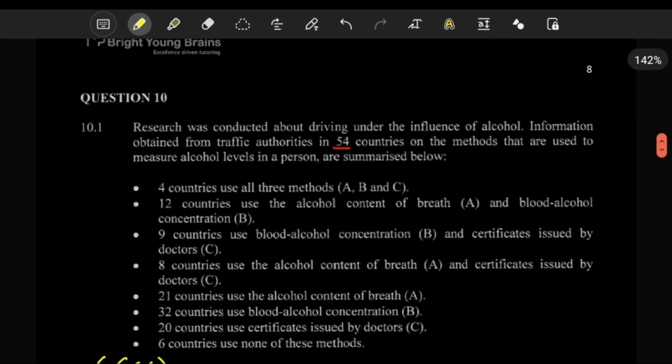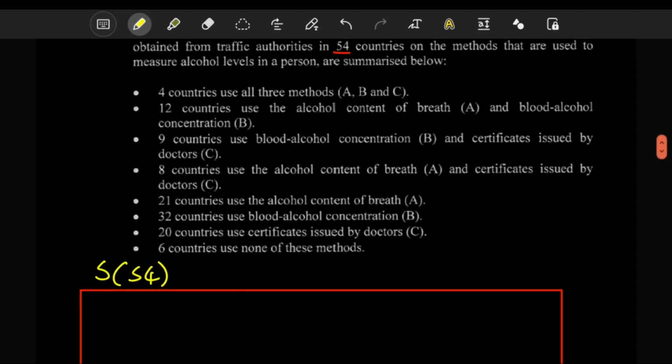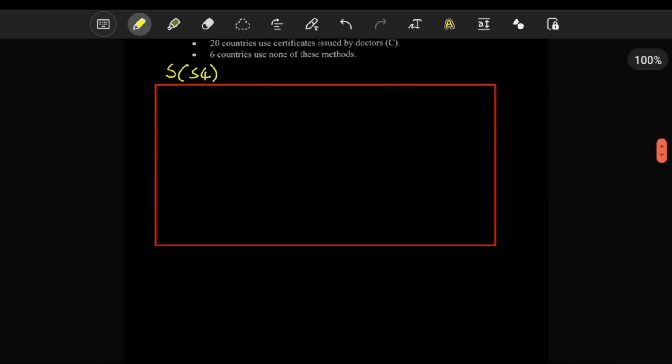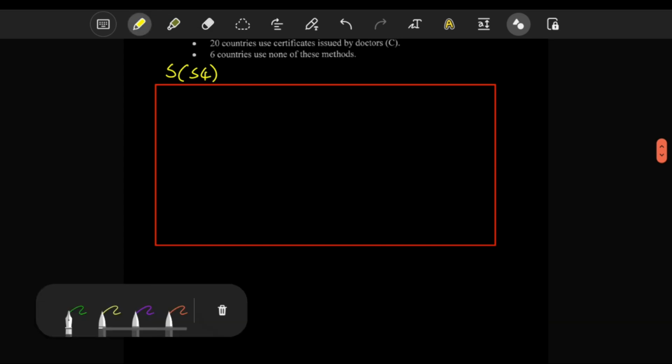They said how many methods? No. Research is conducted. Information obtained from traffic authorities in 54 countries on the methods that are used to measure alcohol levels in a person are summarized below. Here they said four countries use all three methods. Oh, so there are three methods in total, A, B, and C. So let's jot that down.